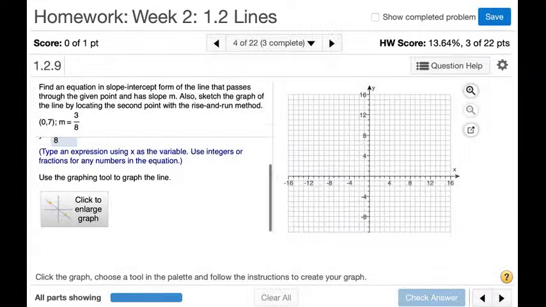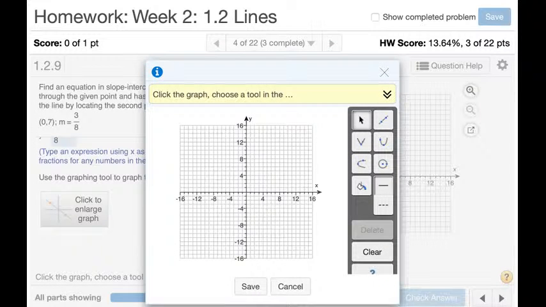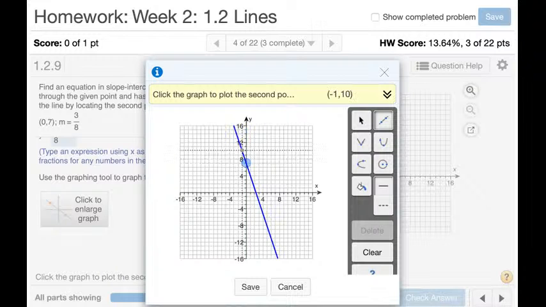Okay. And then graph. So I'm going to click on this thing here. The y-intercept, so we're doing a line. The y-intercept is 0, 7, which is this one. And then the slope is 3, up 3 and over 8. So 10. So 8, 10 is the second point.